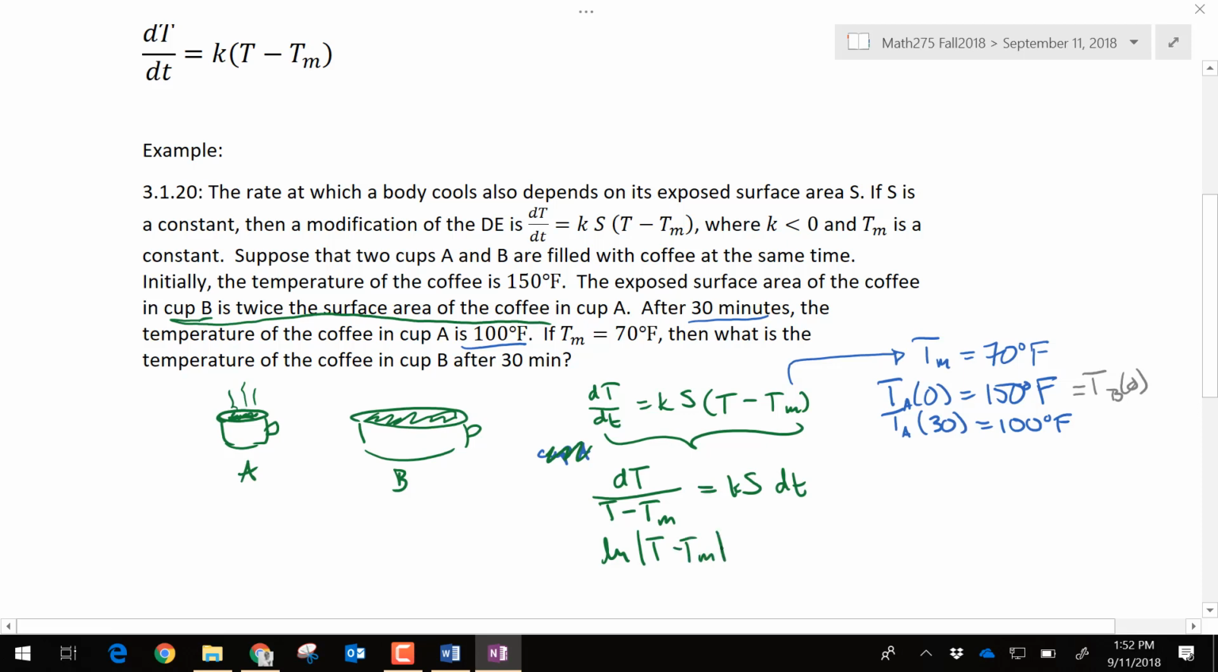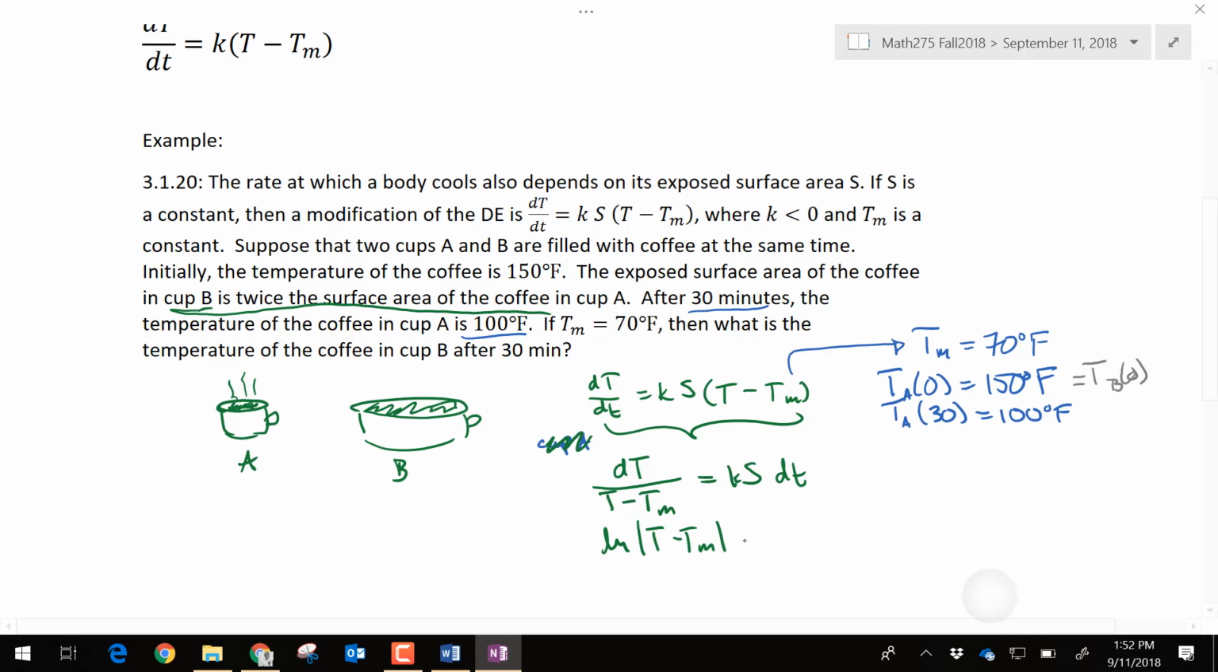If we look at the Tm is 70 degrees and the capital T is the temperature of the coffee, we're assuming that if you're in a room that's 70 degrees Fahrenheit, your coffee is not going to get any colder than that. So we can probably assume that this is always going to be positive. So we can decide to keep the absolute value or not. It's up to you.